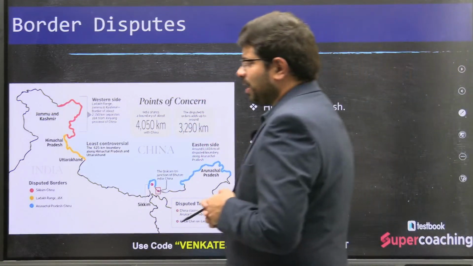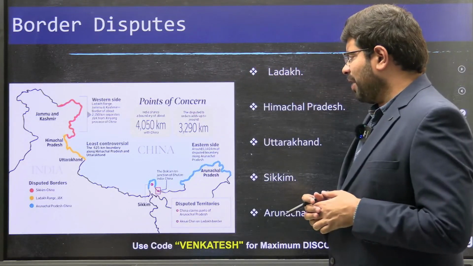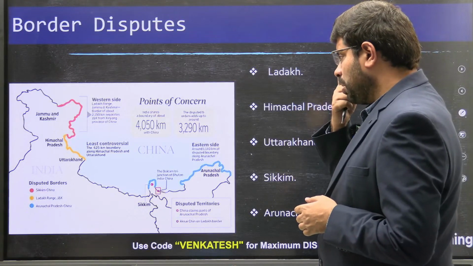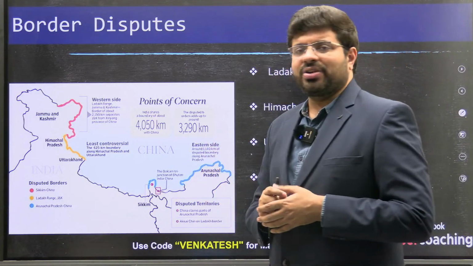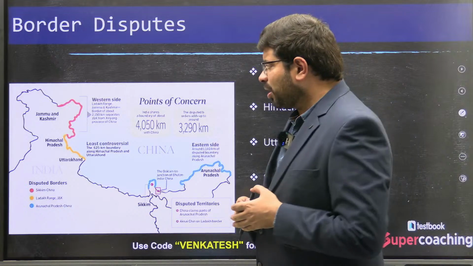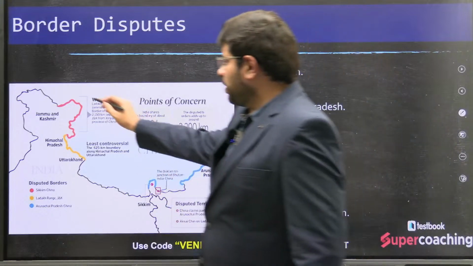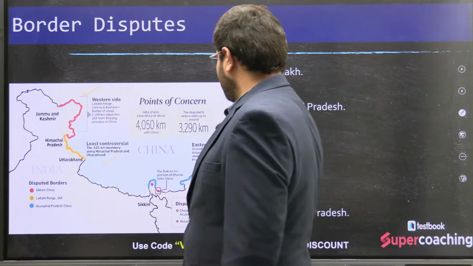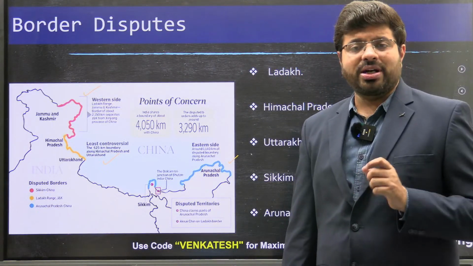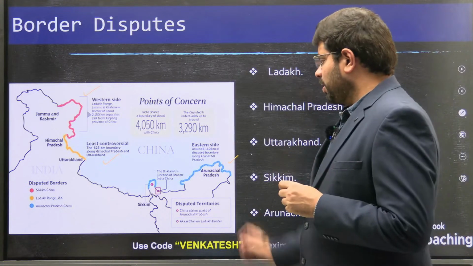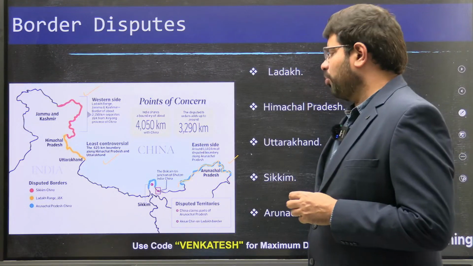Now, if you talk about China's border dispute, it is the second longest. We have a decent boundary with China of around 4,050 kilometers. After Bangladesh, it is the highest. When you talk about China, we can divide it into three parts: the western sector, the middle sector, and the eastern sector. The perceived McMahon line, which is regarded as a boundary dispute between India and China, is part of the eastern sector with Arunachal Pradesh. This is the McMahon line.